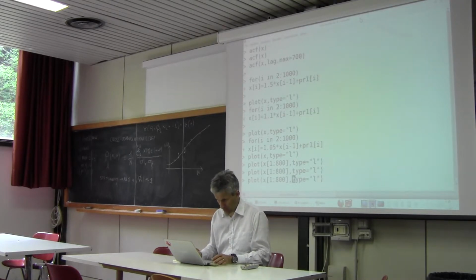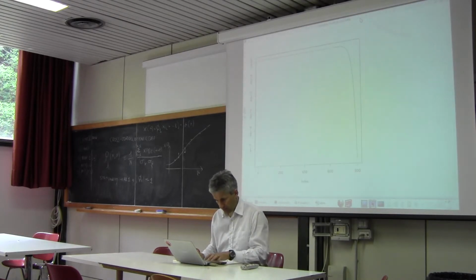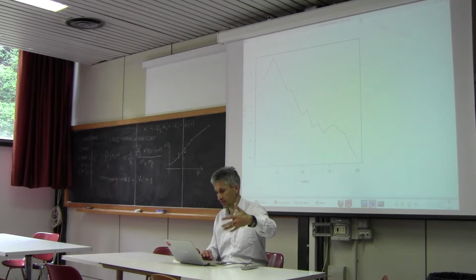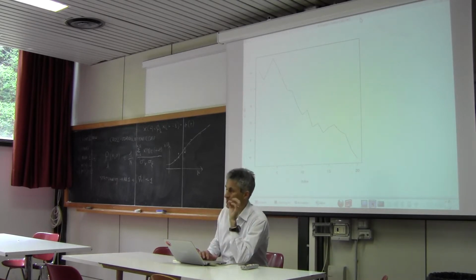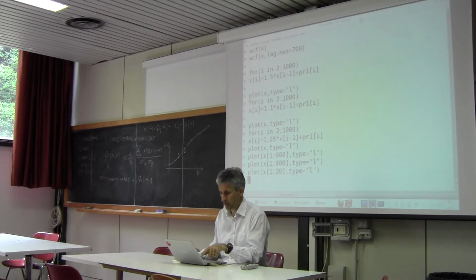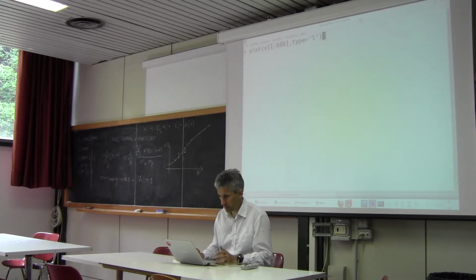Let me try to plot from 1 to 20. I think it should be enough to see. Yeah, you see that it starts decreasing, and it's always decreasing. And I just crossed 1.05 I used. Now let me redo the simulation. You see that indeed there is a huge difference when you use a non-stationary coefficient.